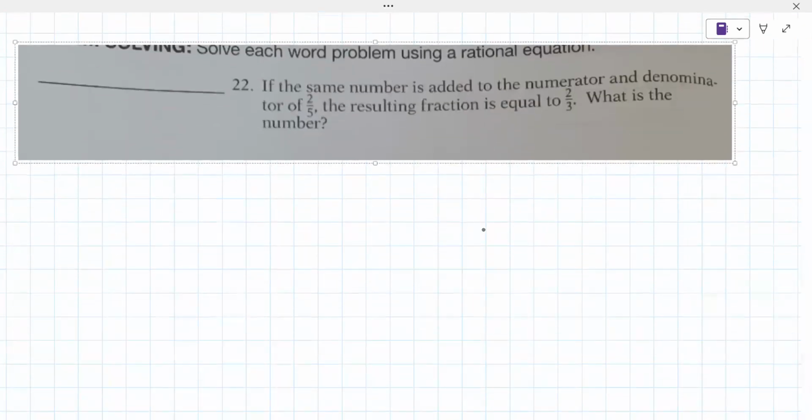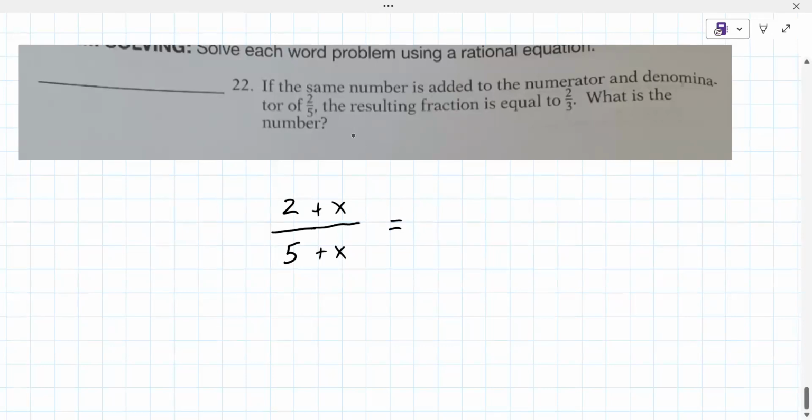So 22. 2/5. Okay. So it says if the same number is added to the numerator and denominator of 2/5. So here's what that means: plus x, plus x. The resulting fraction is equal to 2/3. What is the number? So we have to solve this equation.